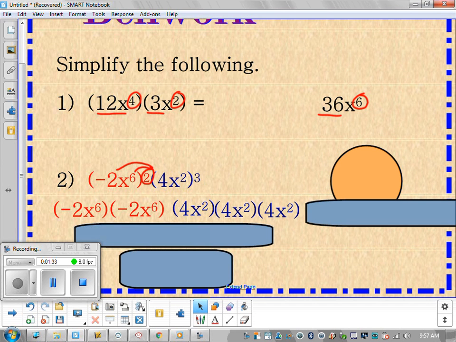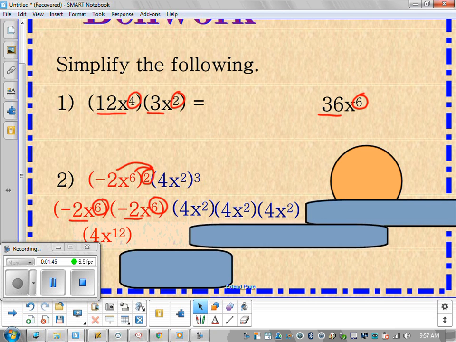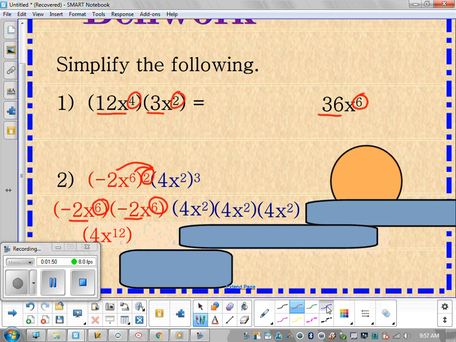If you were to then multiply with the red, coefficient times coefficient, you would get 4, and then add the exponents, and you would have gotten 12. For the blue, if you multiply your coefficients, you would have 4 times 4 is 16, 16 times 4 is 64. Then add the exponents, 2, 2, and 2, and you would get 6.